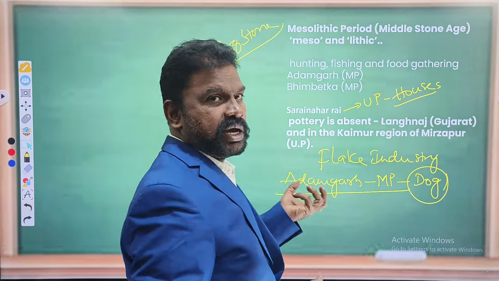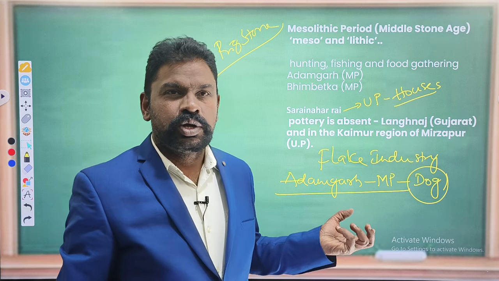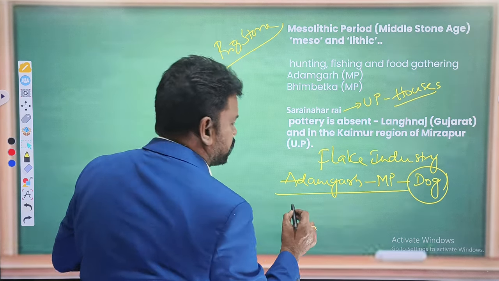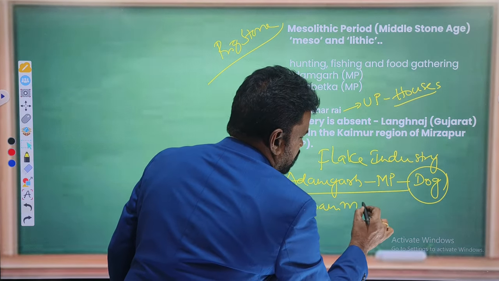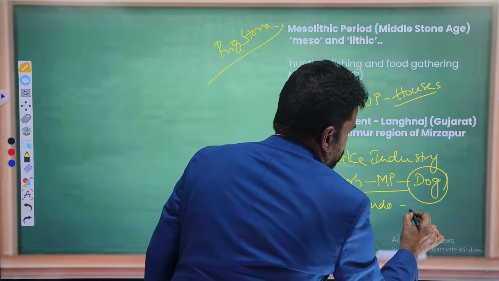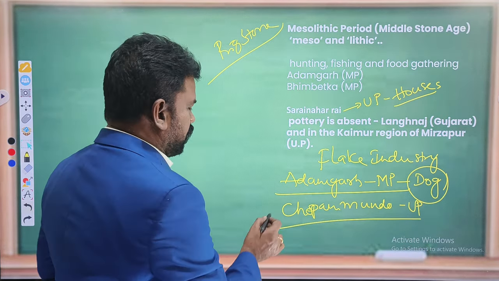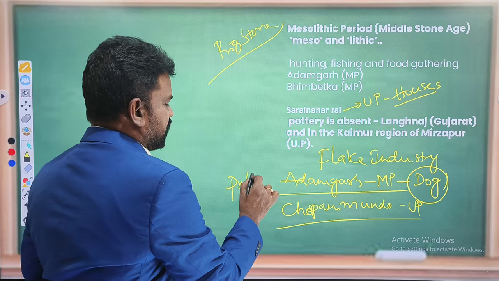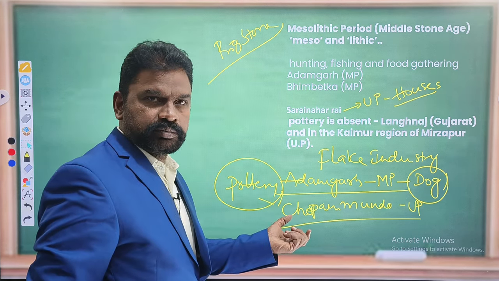The first domesticated animal was found at Adamgarh. Cattle rearing also. And Chopani Mando, situated in UP, is where the earliest evidence of pottery was found.